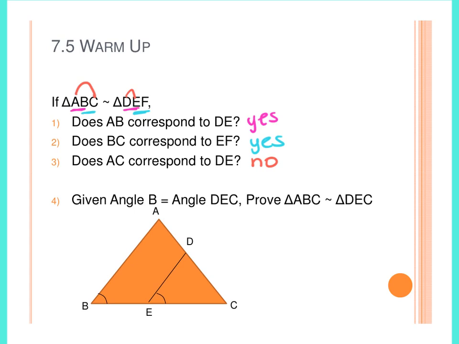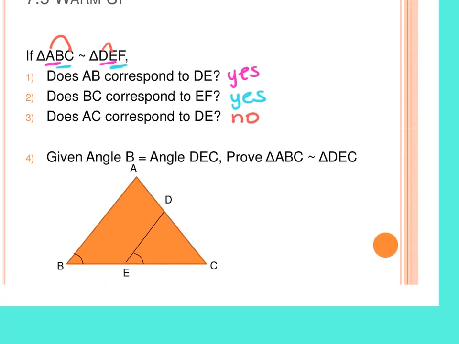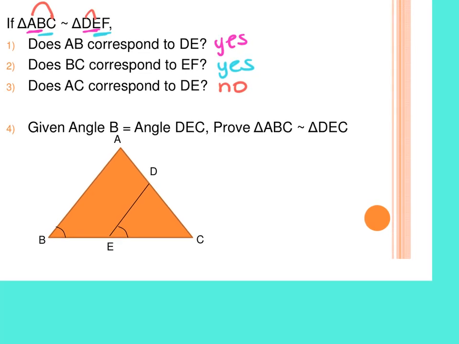All right, now we've got a proof. It says given angle B is equal to angle DEC, which is given to you, prove that triangle ABC is similar to DEC. We have three ways to prove the triangles are similar now: angle-angle, side-angle-side, and side-side-side. So if you look at this triangle, we know absolutely nothing about the sides, which means I'm probably shooting for angle-angle.